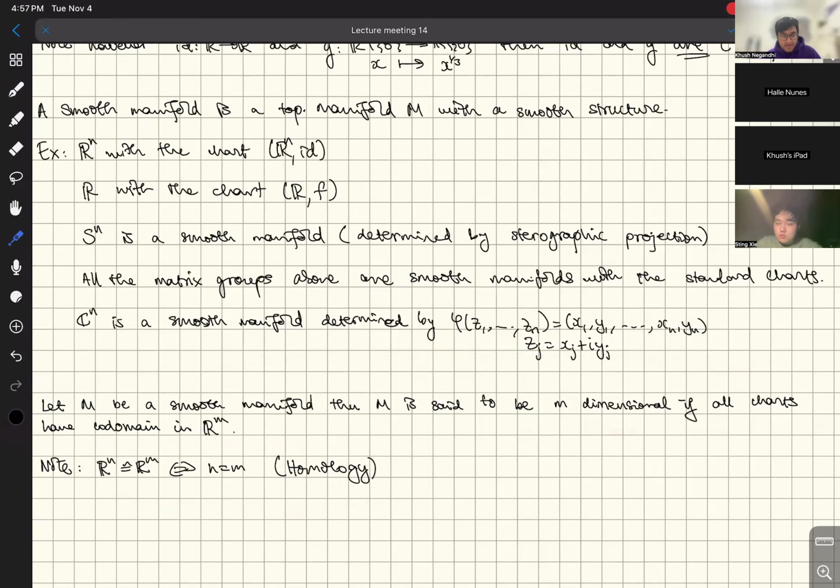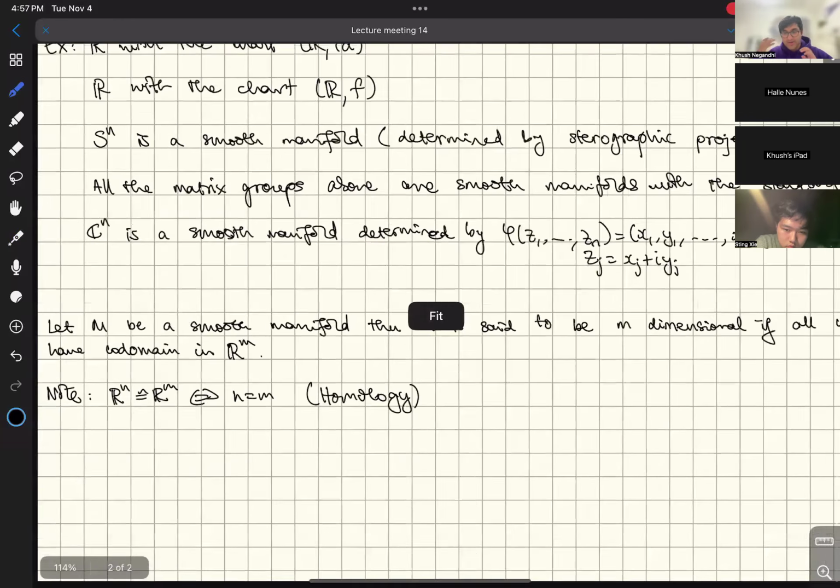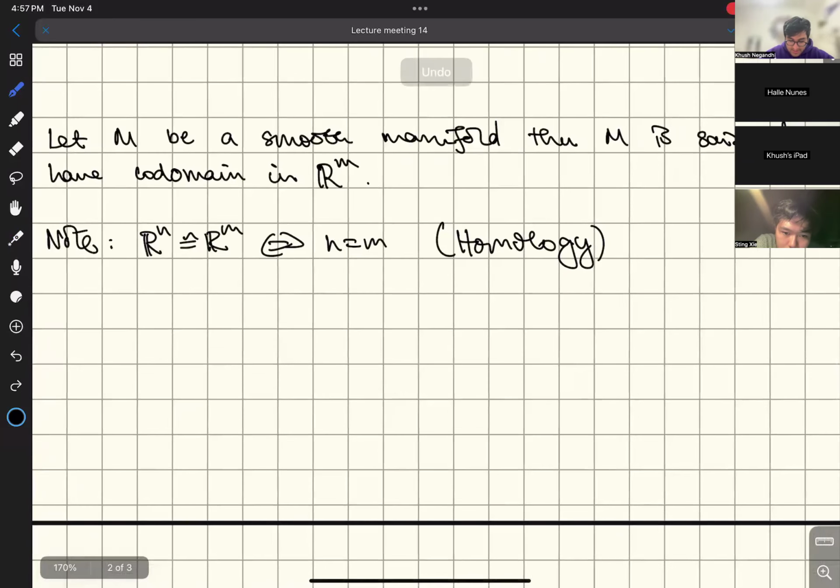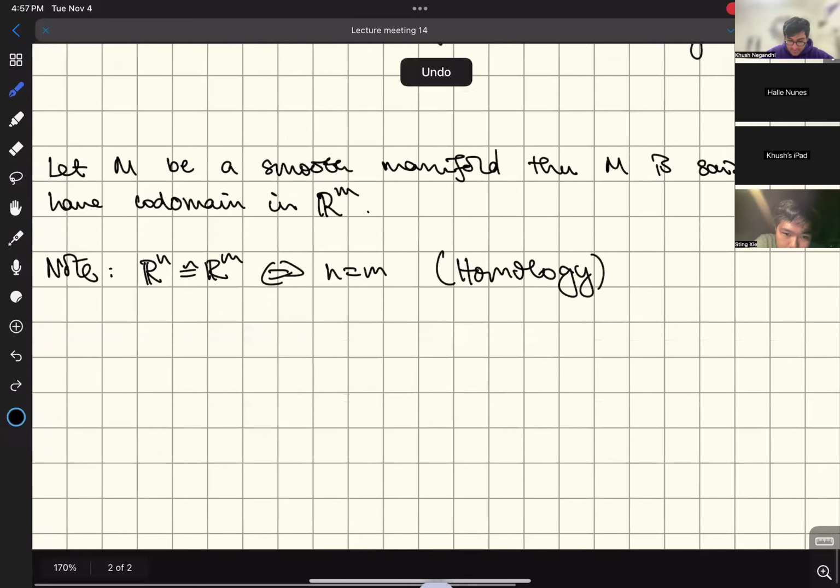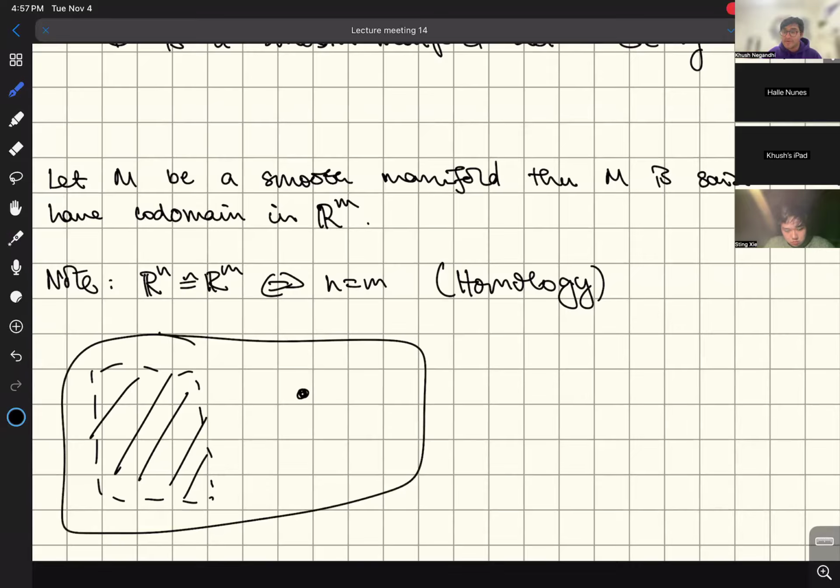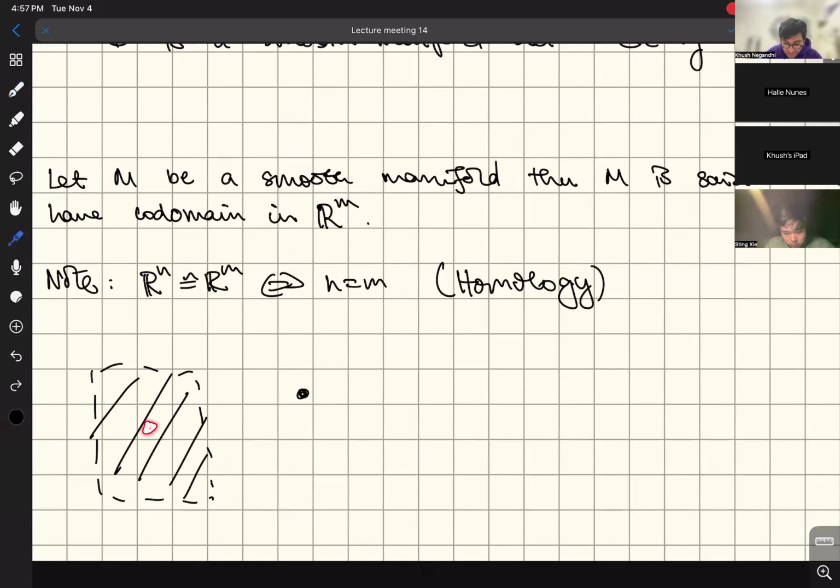So the dimension of a manifold is only well defined if it's the same at every point. Let me give you a pictorial example of where dimension doesn't make sense. You could have something that looks like this, with this point over here. This collection is a manifold. However, the dimension here is 2, but the dimension here is 0. So in this case, it doesn't really make sense to talk about the dimension of this manifold, even though it is a manifold.